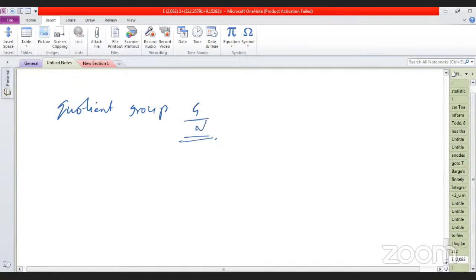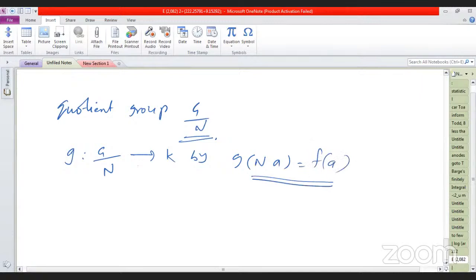We can write G by N, where N is a normal subgroup. Define phi of Na is equal to F of a. We can write it or not? So now we can prove here: phi is well defined, phi is a homomorphism, phi is onto, phi is one-one. These four we have to prove. Then it is called the fundamental theorem of homomorphism. So first let us prove here.